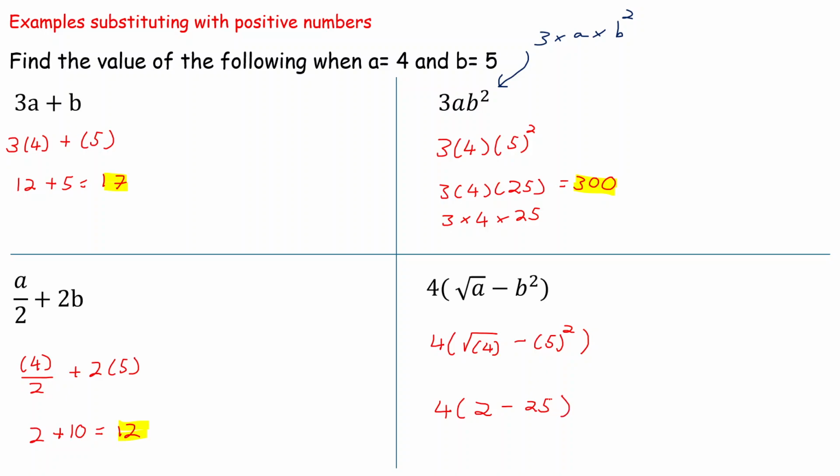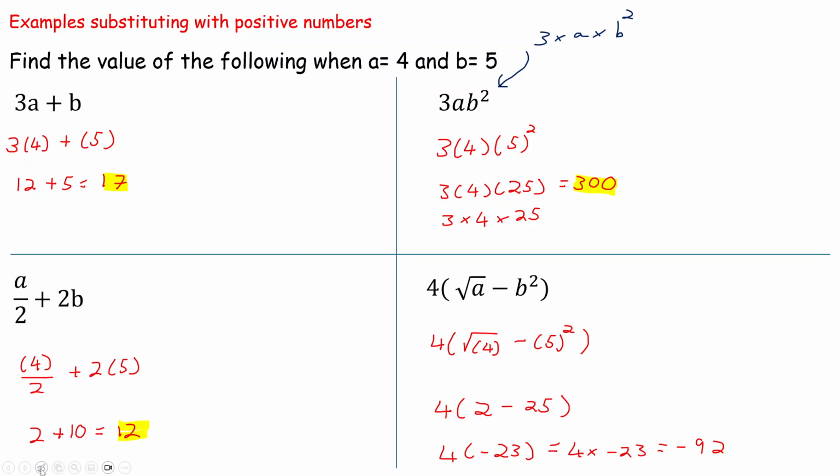Okay, and this is now essentially BIDMAS, isn't it? Because we've got the 4 on the outside, and we've got 2 take away 25 is negative 23. And again, we know from up here, we've got a number, brackets, grouped together, you're timesing your numbers together. So here you're doing 4 times negative 23, which is equal to minus 92. 20, 40, 60, 80, 3, 6, 9, 12, yeah, good. Minus 92. That is your answer for this one.